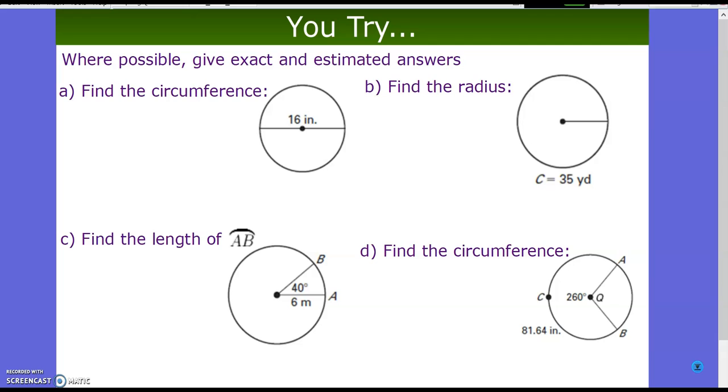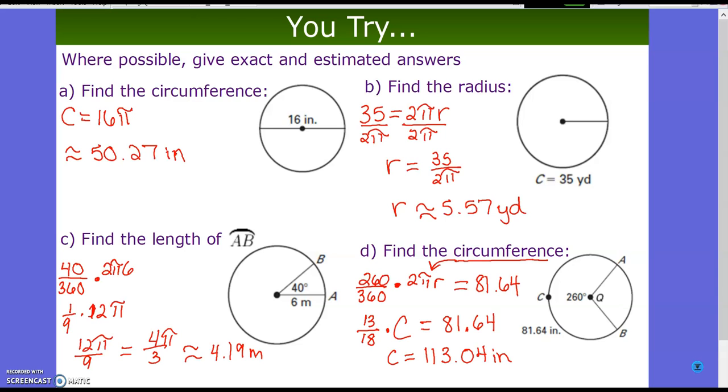You have 6 different examples to try, and it says where possible, give your exact and your estimated answers. Go ahead and try them and then check back in with your video to see your final answers.